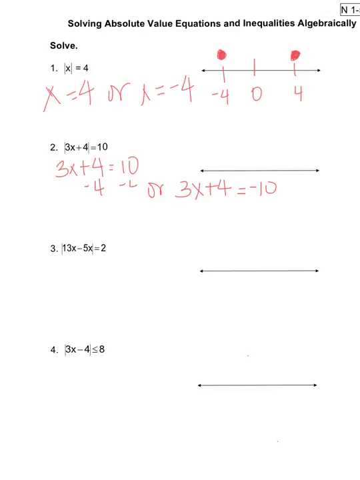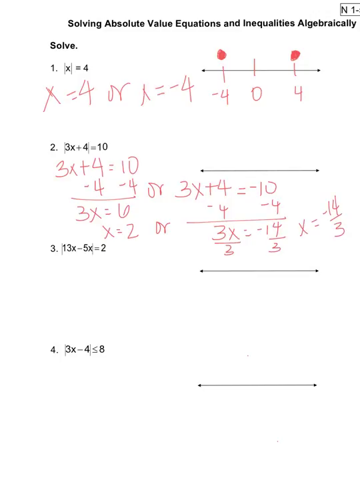Subtract 4, you're going to have 3x equals 6, so x would equal 2. Or subtract 4, you get 3x equals -14. Divide by 3. And I'm just going to leave that one as a fraction, -14 over 3. We can't reduce it. All right, so we're going to have a 0. We'll have a +2. It's equal to that. And also equal to -14 over 3. Make sure it's a closed point.